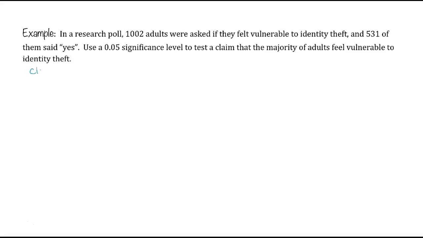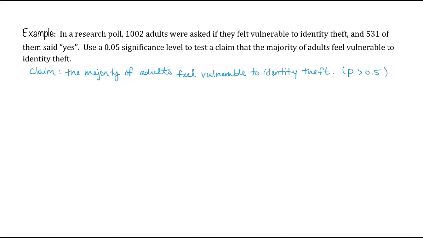Let's start by stating the claim. For this example, the claim is that the majority of adults feel vulnerable to identity theft. To write this symbolically, we would write that the population proportion is greater than 0.5. A majority is anything greater than half, and in terms of proportions, that would be greater than 0.5. The sample data that we have is this. The sample size is equal to 1,002, and our sample proportion is equal to 531 divided by 1,002, or 0.52994.